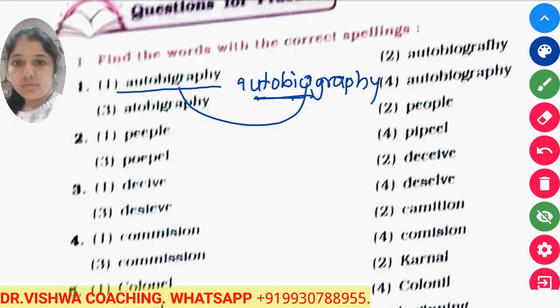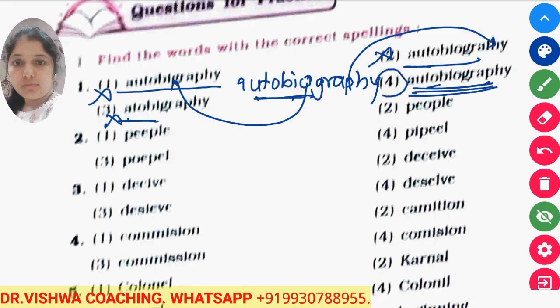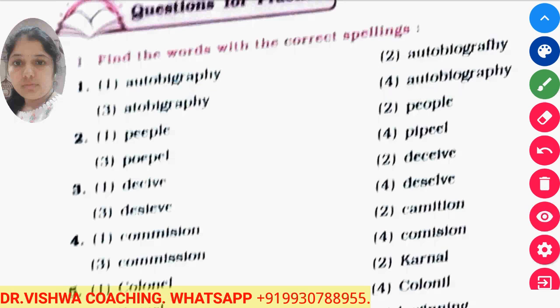Now here O is missing. Now if you look carefully here, instead of P, F is used. So this is not the answer. This is also not the answer. AUTO is not used here. So this is also not the answer. So the correct spelling which I had written is shown in option number 4. So the correct answer is option number 4.